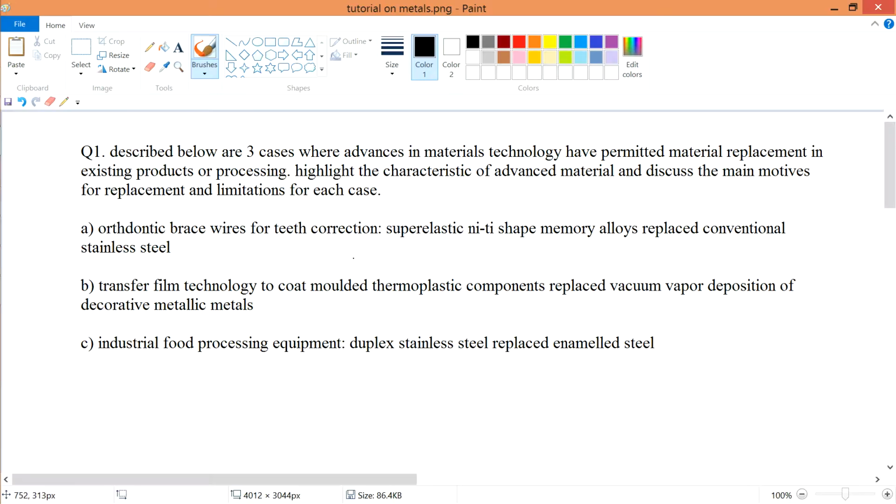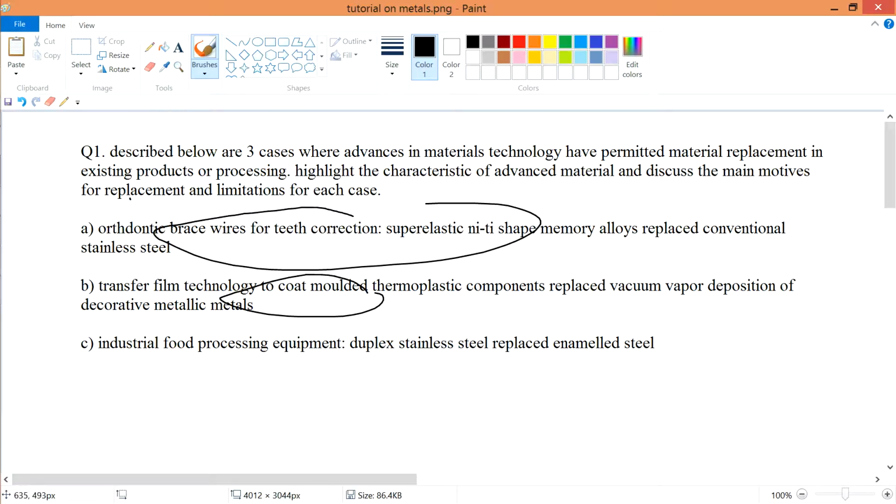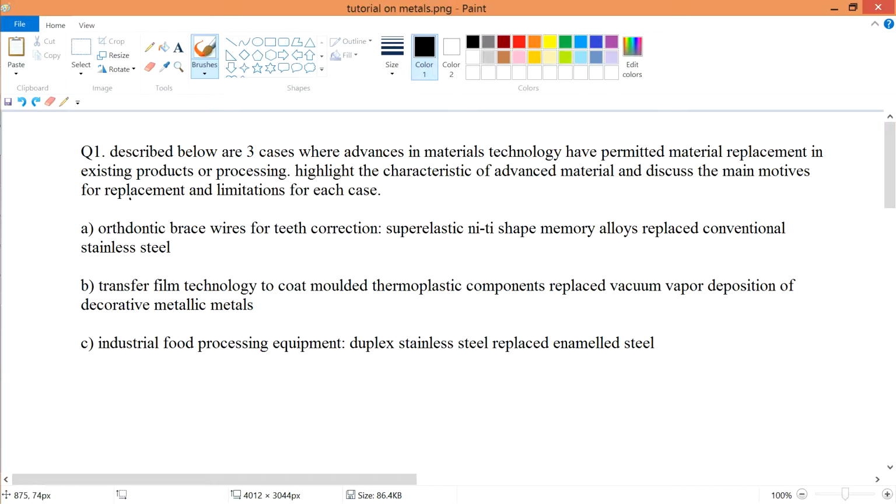Described below are three cases where advances in materials technology have permitted material replacement in existing products or processing. Highlight the characteristics of the advanced material being used, and discuss the main motive for the replacement and the limitations for each case. So there are three cases, shown as A, B, C. They will ask us to talk about how advances in materials could replace them. The first one is orthodontic braces, for teeth corrections.